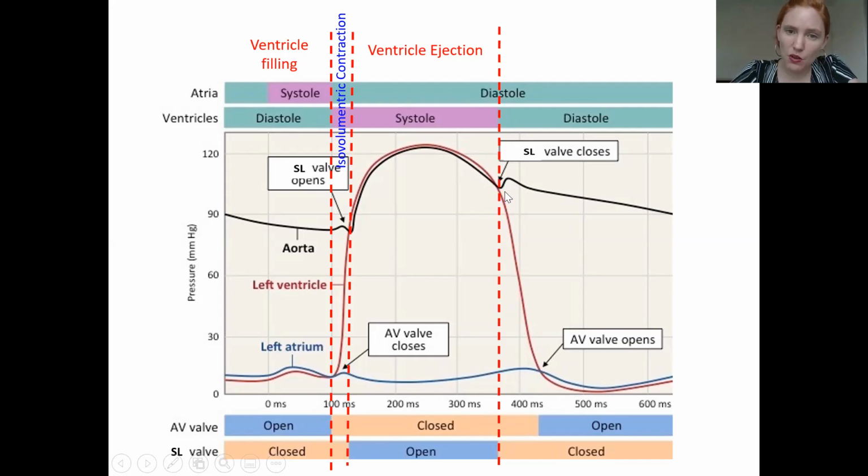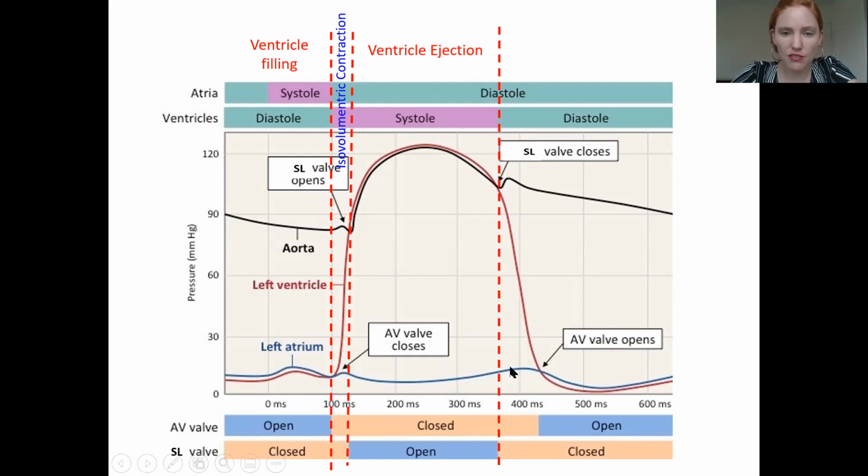At this point right here, the pressure in the ventricles now becomes less than the pressure in the arteries. As it becomes less than the pressure in the arteries, the blood tries to flow back into the ventricles, causing the semilunar valves to close. So at this point where it crosses, that's where the semilunar valves are going to close.